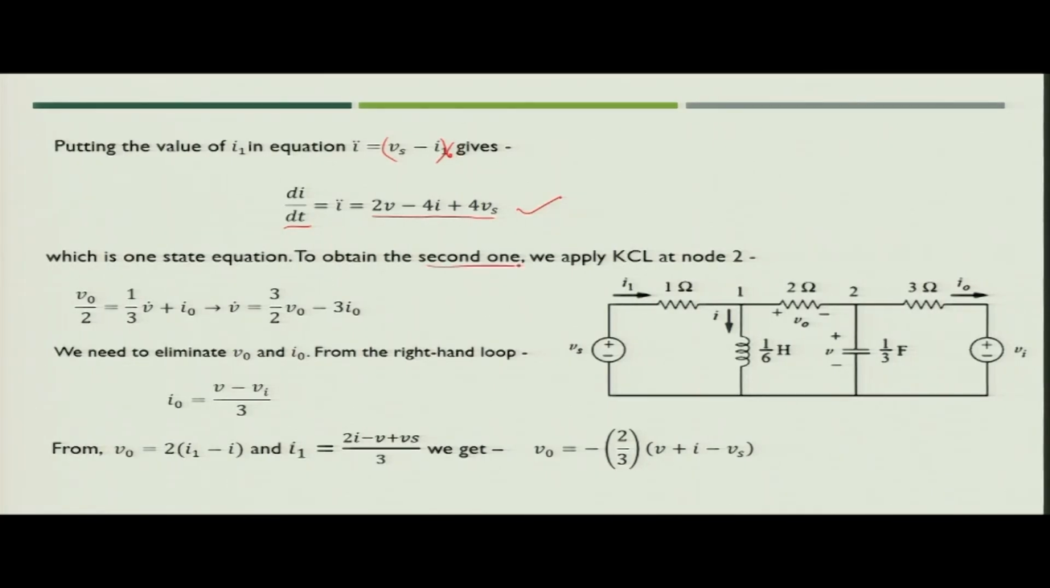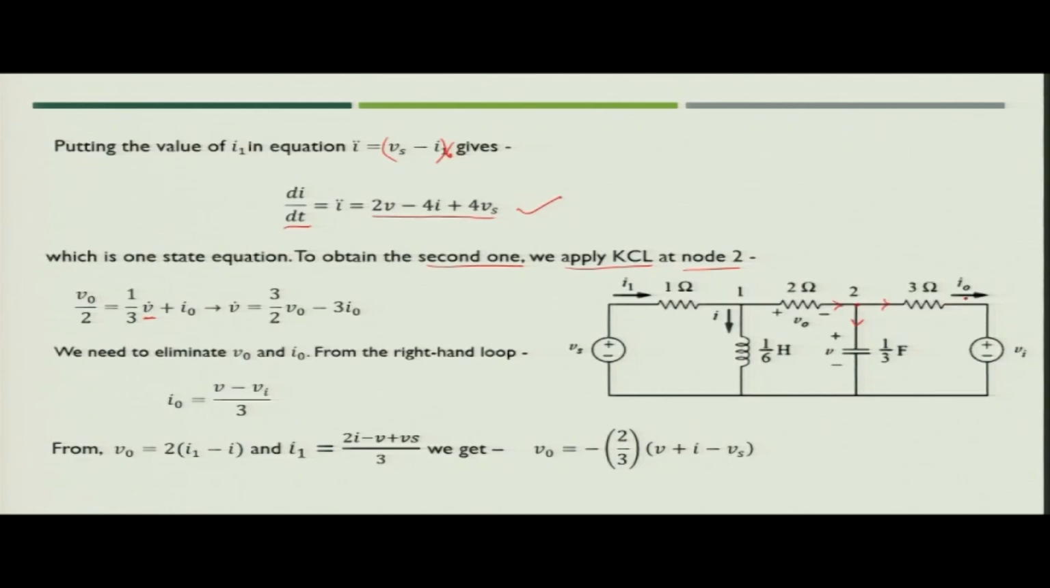Now, to obtain the second one, what we do? We apply KCL at node 2. If you apply KCL at node 2, what you get? The current flowing through 2 ohm resistance is V naught by 2, that will be equal to the current flowing through the capacitor. So, you can write 1 by 3 into dV by dt. So, you have got 1 by 3 dV by dt, you can represent as V dot, plus the current which is flowing in this is equal to I naught. So, when you simplify, V dot equals 3 by 2 V naught minus 3 I naught.